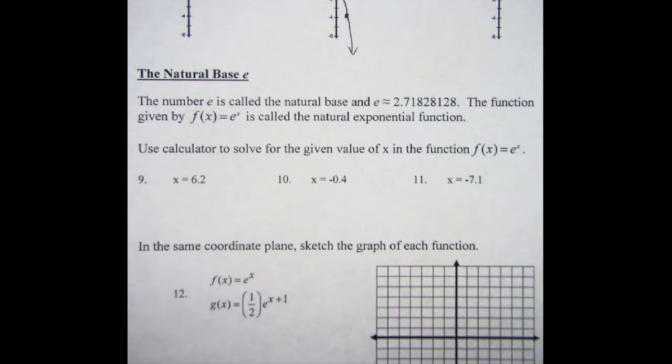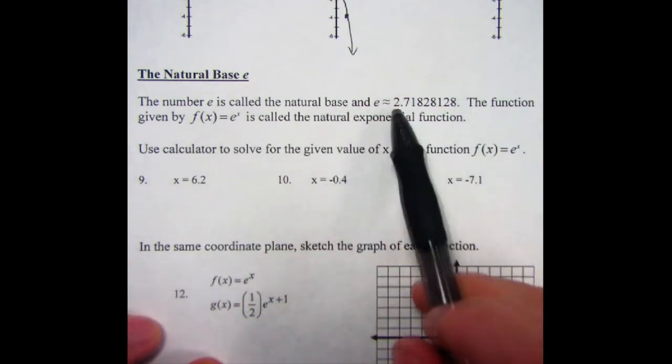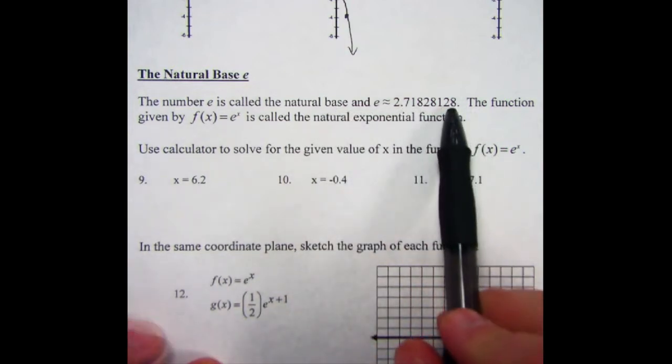Okay, now we're going to move on to the natural base e. Okay, you know how pi is a number, it's a special number because it's used a lot, and instead of writing out the whole number, 3.14 and so on, they say it's pi. Okay, but it's a big, long, never-ending number. So e is somewhat the same type of thing. So the number e is called the natural base, and e is approximately this long number here, and it's one of those numbers that never ends.